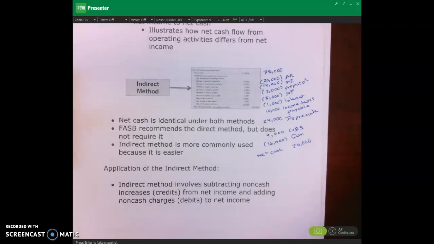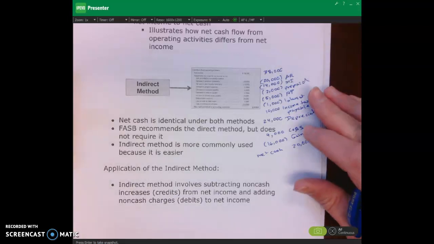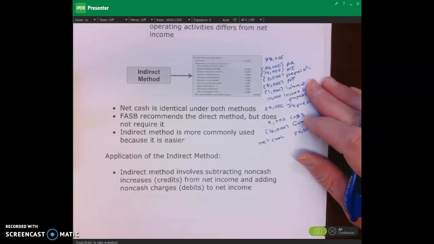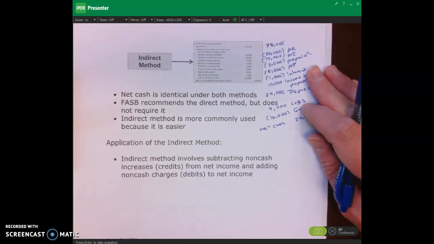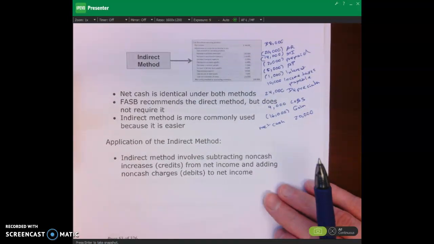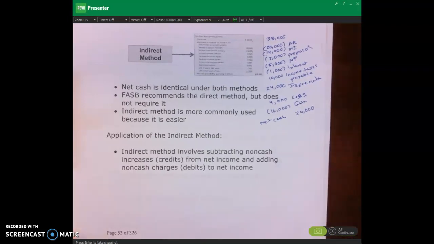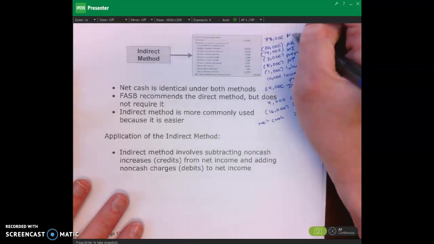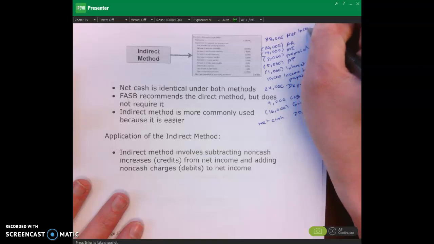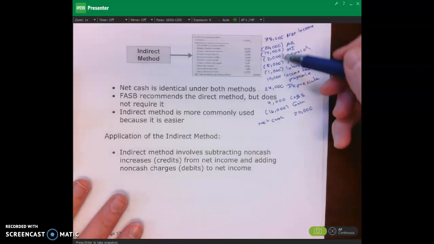Hello and welcome. In this lecture video, I will continue discussing the indirect method. In the last lecture video, we started on the indirect method, and over here on your course pack page, I went ahead and wrote it out because the print is a little bit small there. So you've got $38,000 net income. This is just following along in your course pack.